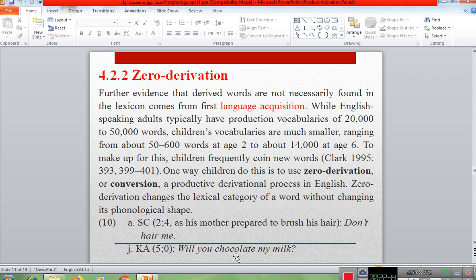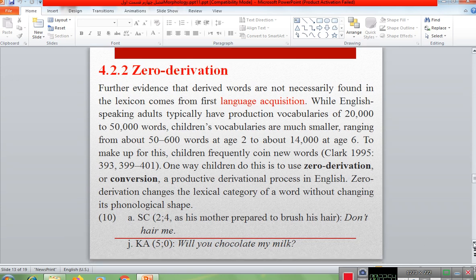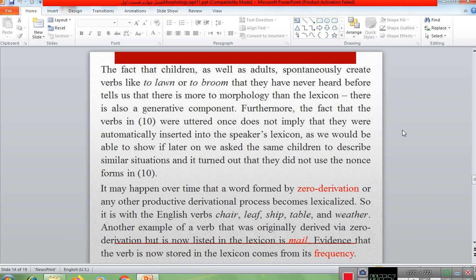Or, "Will you chocolate my milk?" Again, chocolate is a kind of noun. The children may use it as a verb here. So this is a kind of zero derivation or conversion, and this example shows the children can use this kind of phenomenon, zero derivation, for producing new words.